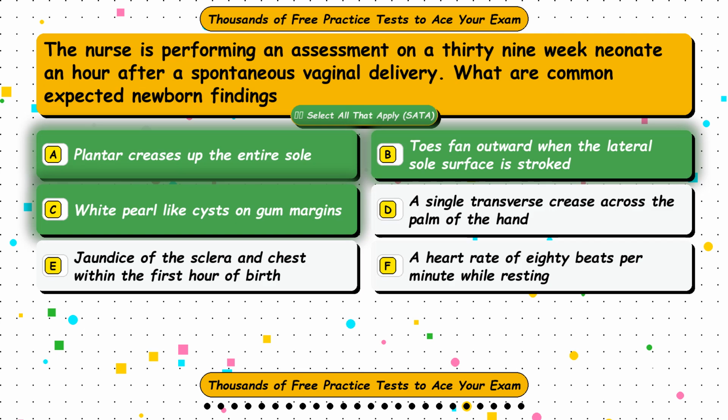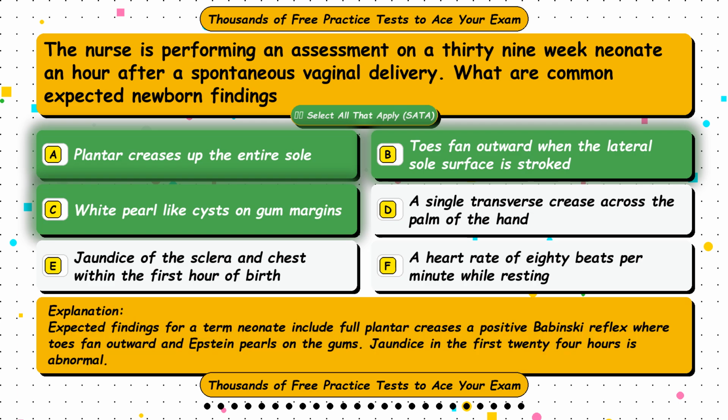The correct answers are options A and B and C. Plantar creases up the entire sole. Toes fan outward when the lateral sole surface is stroked. White pearl-like cysts on gum margins. Expected findings for a term neonate include full plantar creases, a positive Babinski reflex where toes fan outward, and Epstein pearls on the gums. Jaundice in the first 24 hours is abnormal.